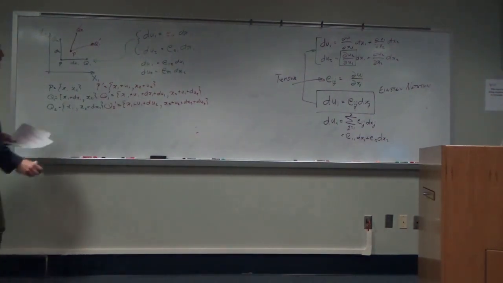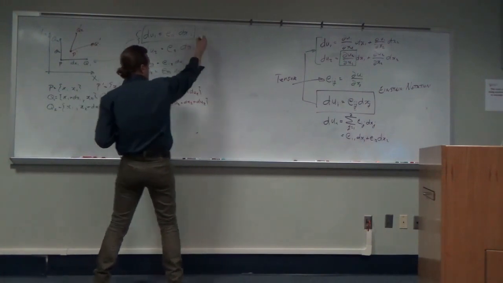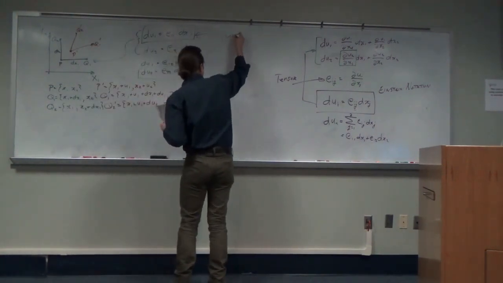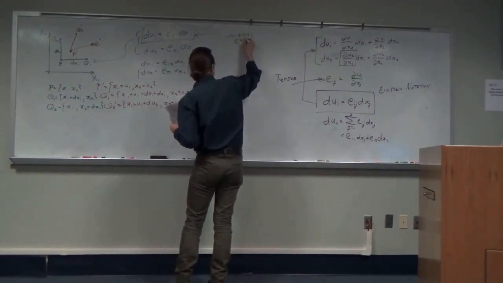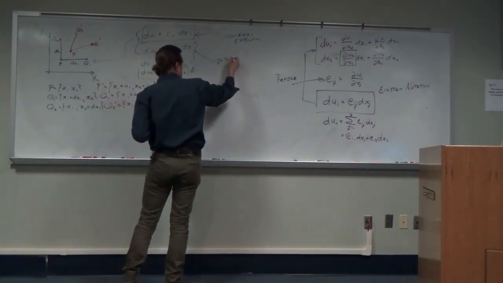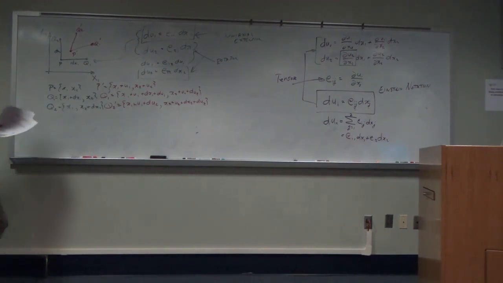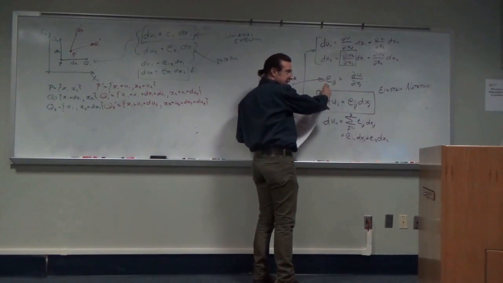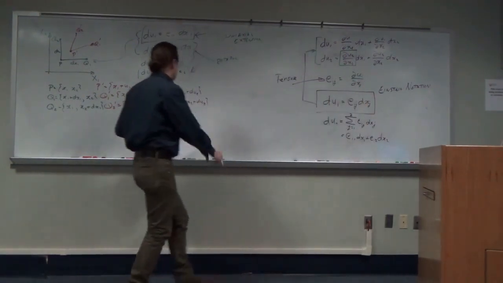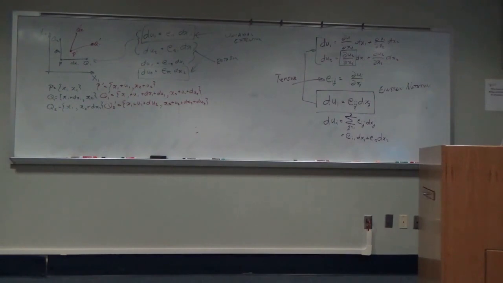Basically, this and this are uniaxial extensions. And these two are rotation. We talk about the tensor E, our engineering strain, that relates displacement and position in terms of extension and rotation. Okay. Is that okay?